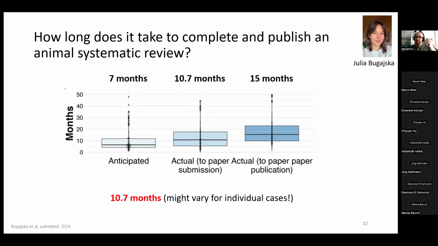So if you plan to conduct a systematic review, this gives you some concrete numbers for the amount of time you can expect to need. Obviously, there are cases where you can complete a systematic review in 1 month, or there are also systematic reviews which take 2 or 3 years. So that's not a guarantee, obviously, but it gives you some guidance.